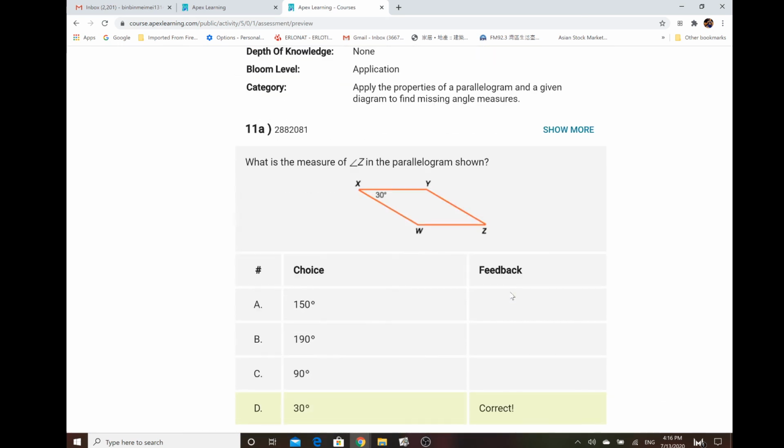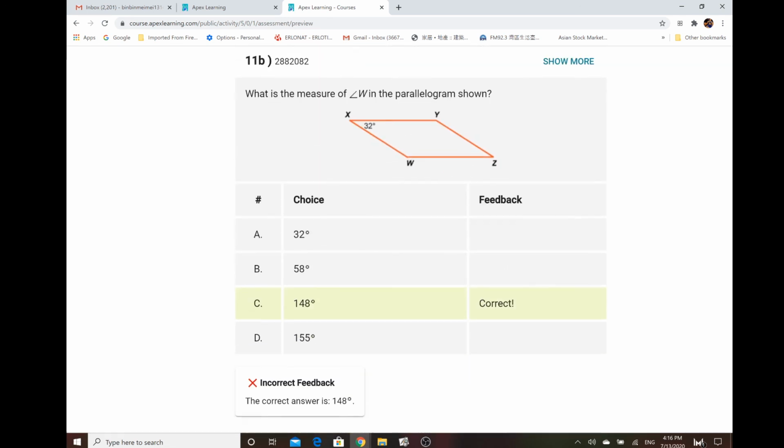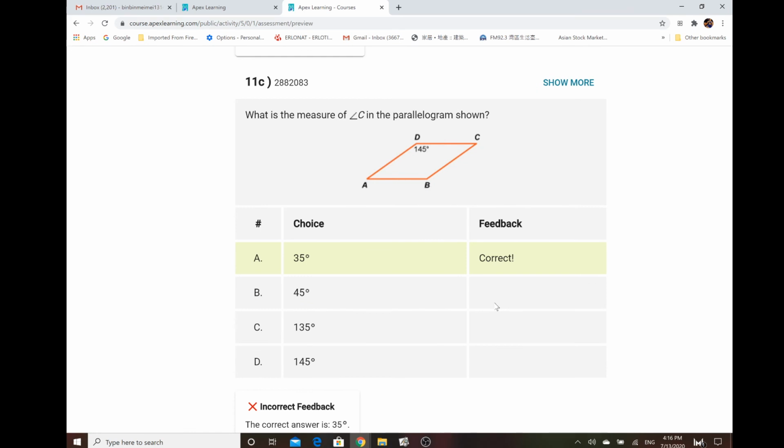Those are quite simple. And what's the measure of angle Z? Opposite angles must be congruent. So this one is 30, that means the opposite angle is also 30 degrees. So basically we can skip all that. They're kind of like the common sense stuff.